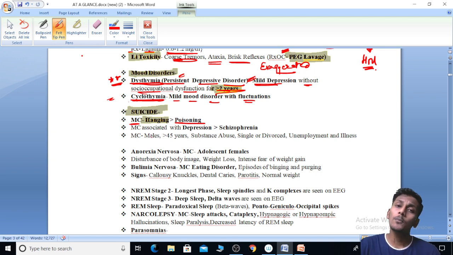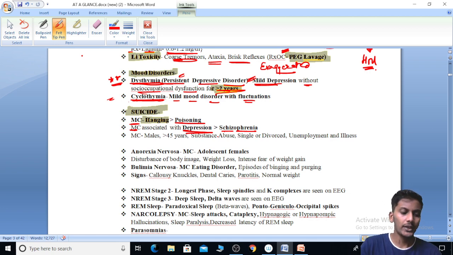Now, which is the most common disease or disorder associated with suicide? So please remember, suicide is most commonly associated with depression. Almost 15% of all the suicides are due to depression. And the second most common association would be schizophrenia. Almost 5 to 10% of suicides are due to schizophrenia.